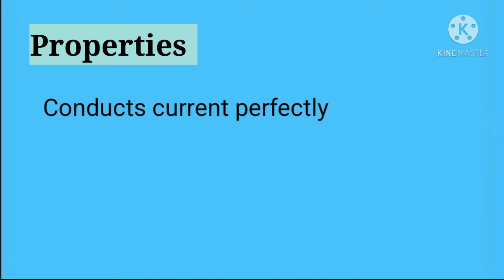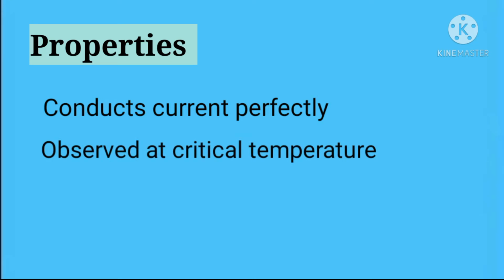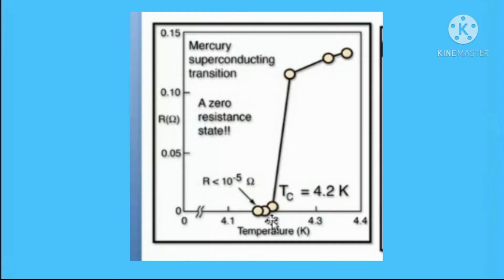Second property is it is observed at critical temperature, that is Tc. Now, superconductivity occurs at a specific material's critical temperature denoted by Tc. As the temperature decreases, a superconducting material's resistance gradually decreases until it reaches the critical temperature.